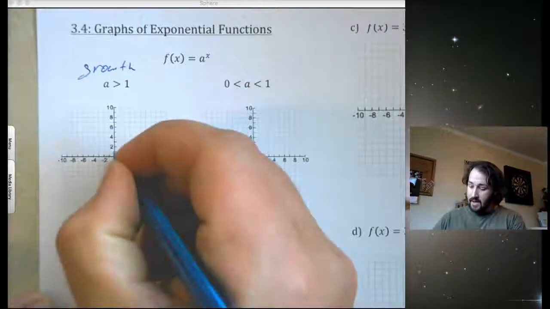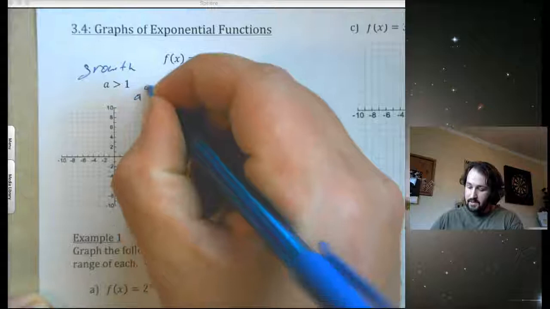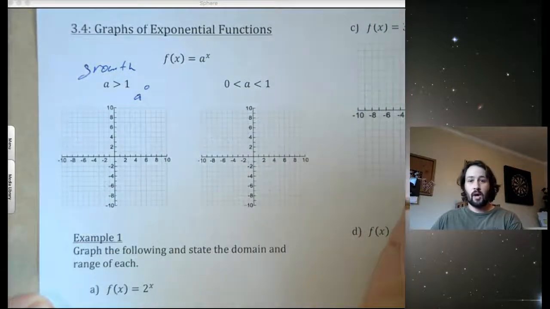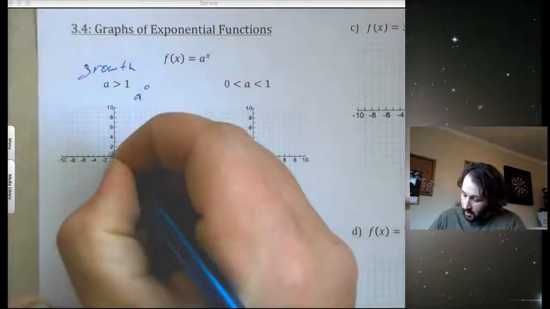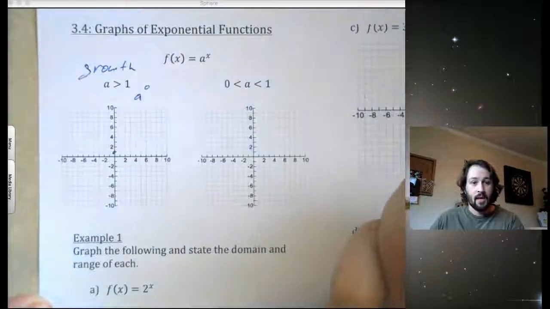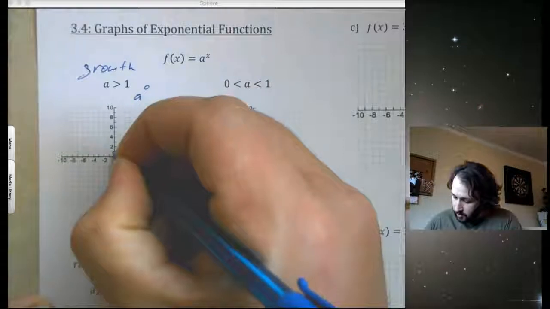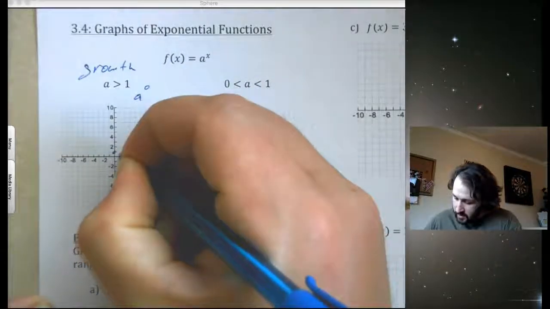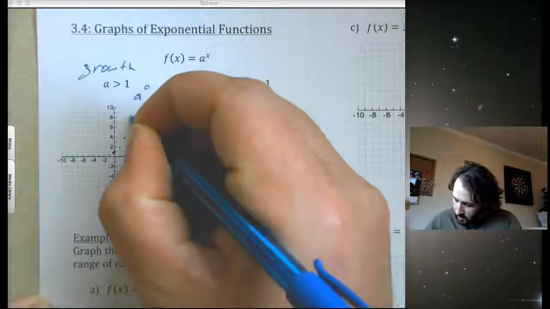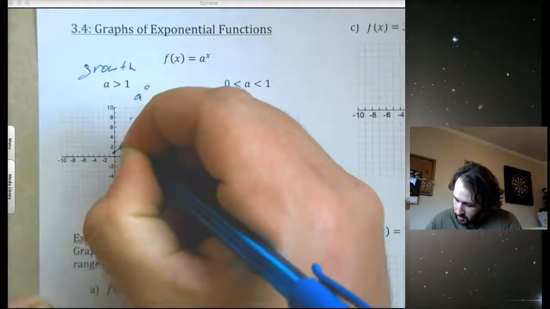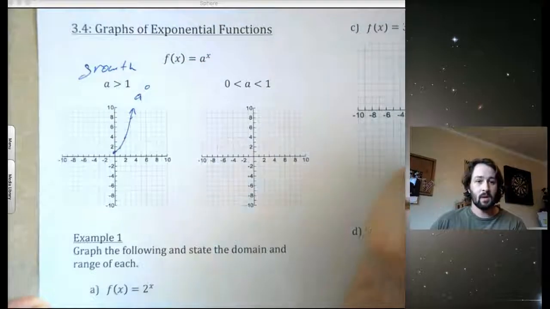So if I have a to the 0, anything to the 0 power is always 1. So no matter what, for these exponential functions, they're going to have a y-intercept of (0, 1). After that, if we have a growth, it's going to continue to, say, double over time. And we have (3, 8). So it's going to continue to grow very, very rapidly.